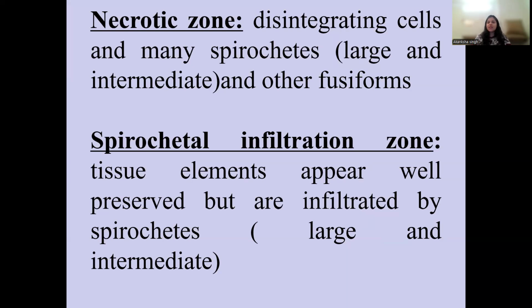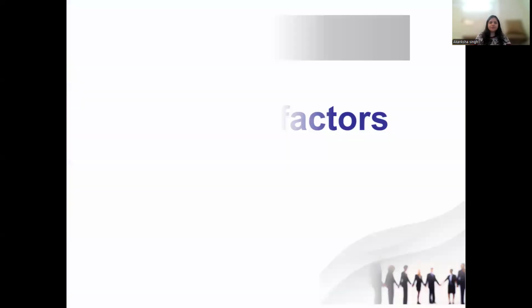So the neutrophil zone is there, the bacterial zone is there, where constant flora can be seen, then followed by the necrotic zone in which many spirochetes and many Prevotella intermedia bacteria can be seen, fusiform bacteria can be seen, and then there is the spirochetal infiltration zone where an abundance of spirochetal bacteria can be seen.